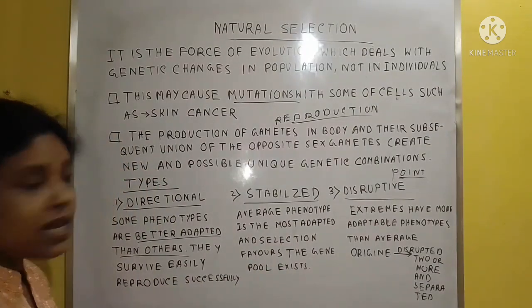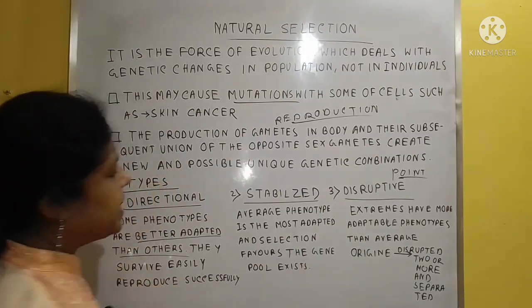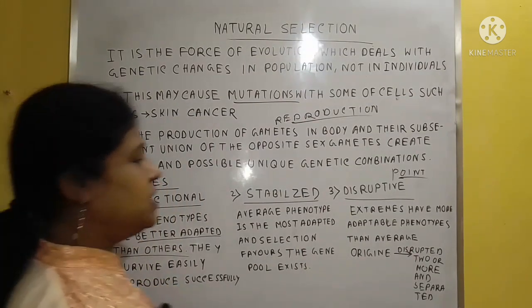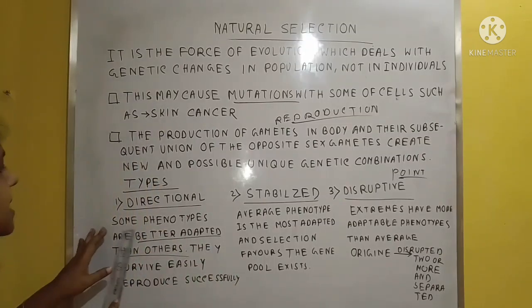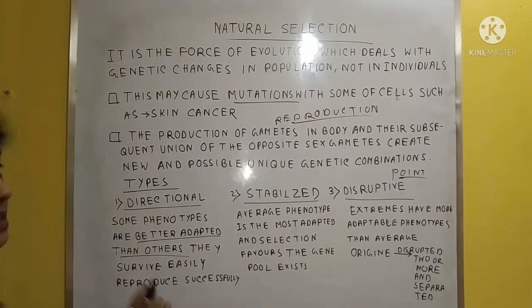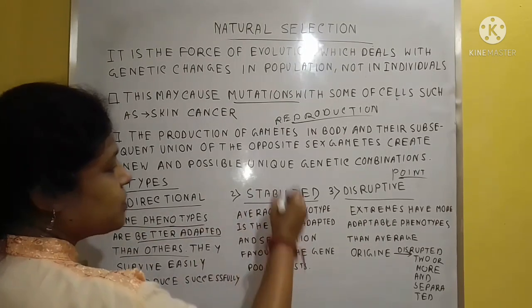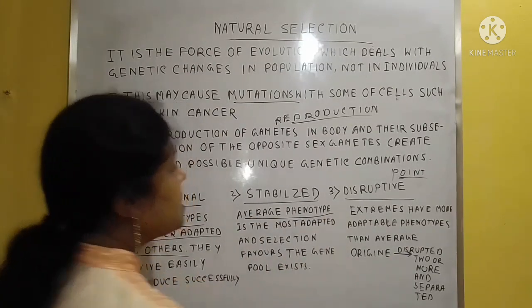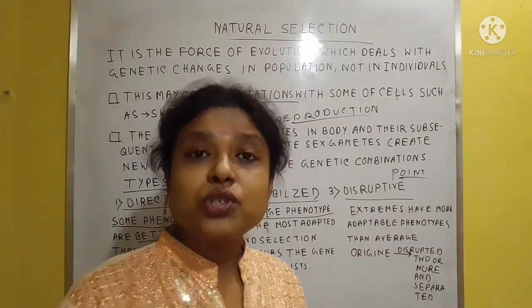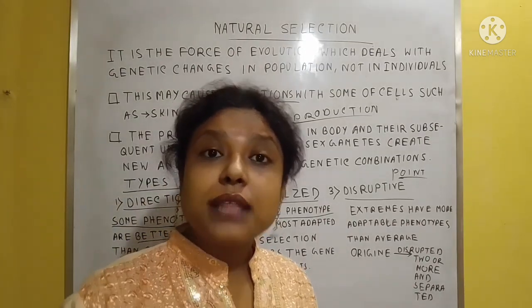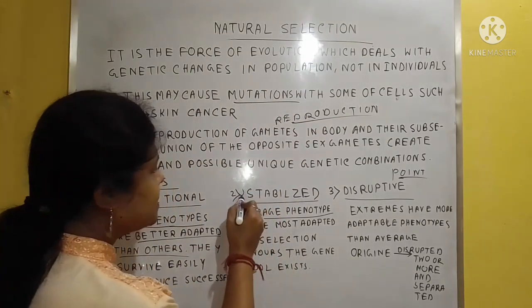The second one is stabilizing selection. What is stabilizing selection? Here the average phenotype is the most adapted and selection favors it. In the case of stabilizing selection, the average phenotypes are fully adapted, or they gain most of the adaptive features for survival in the environment. So that's why it is called stabilizing.